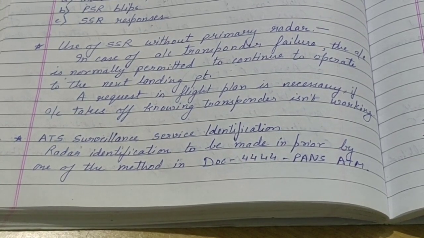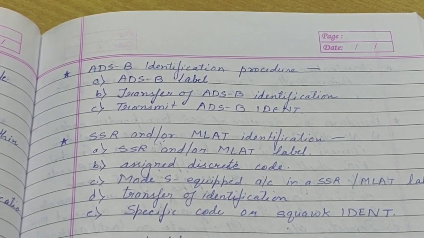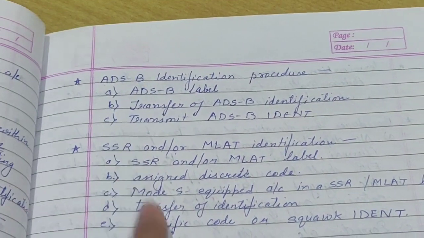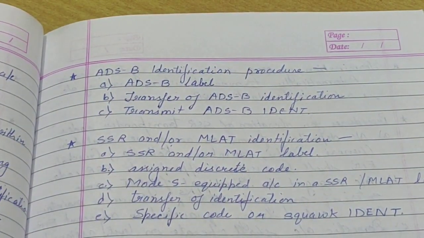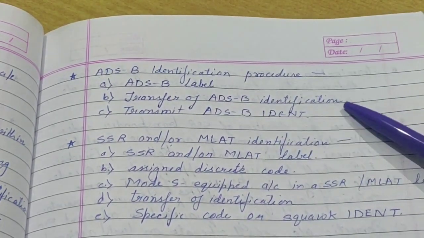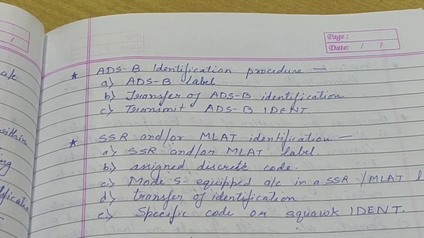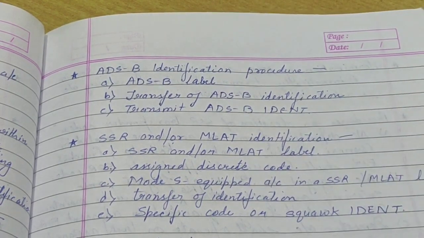Okay, moving on. Now, ADS-B identification procedures. By any of these three methods they have to give the identification of the aircraft: by the ADS-B label, or transfer of the ADS-B identification, or observation of compliance with an instruction to transmit the ADS-B ident.